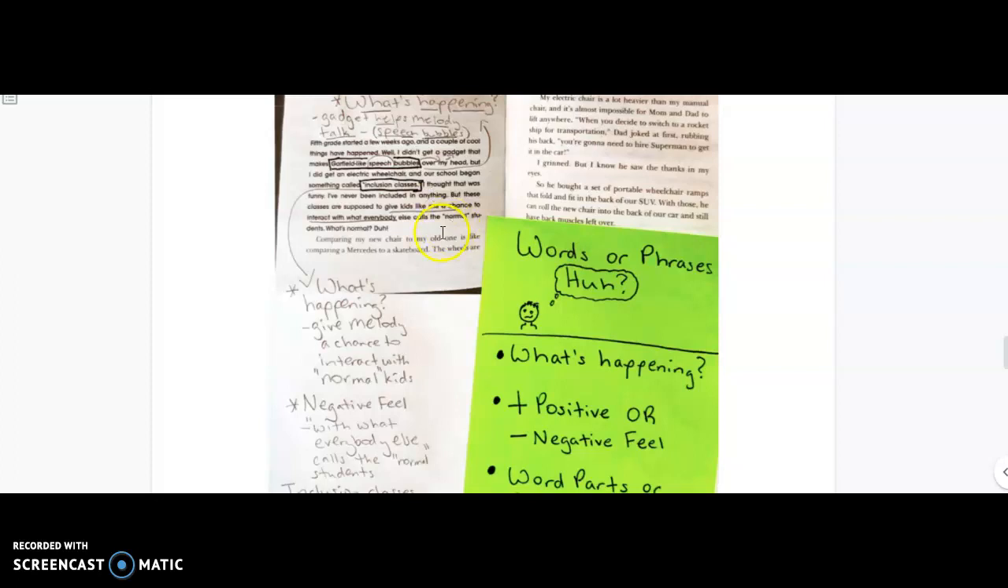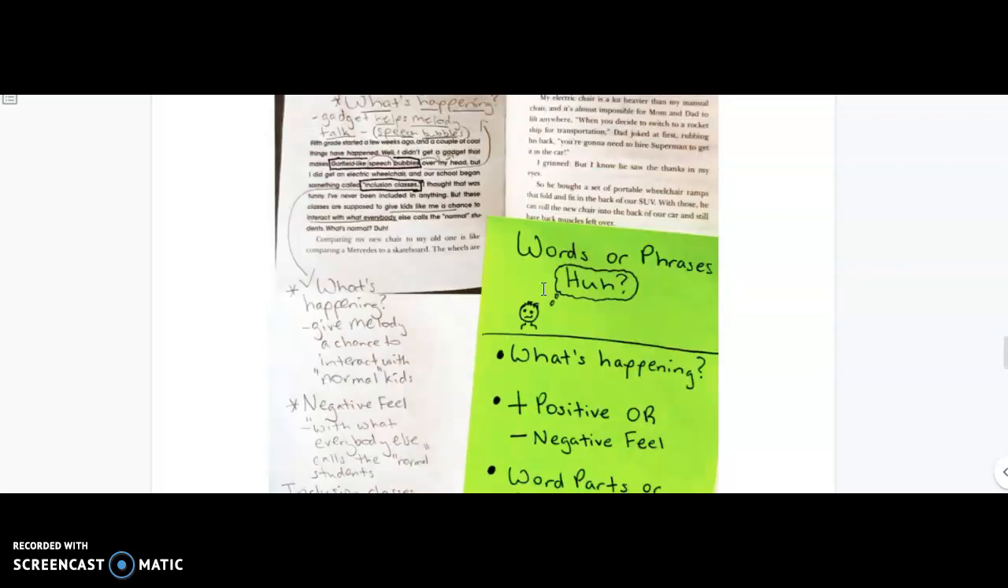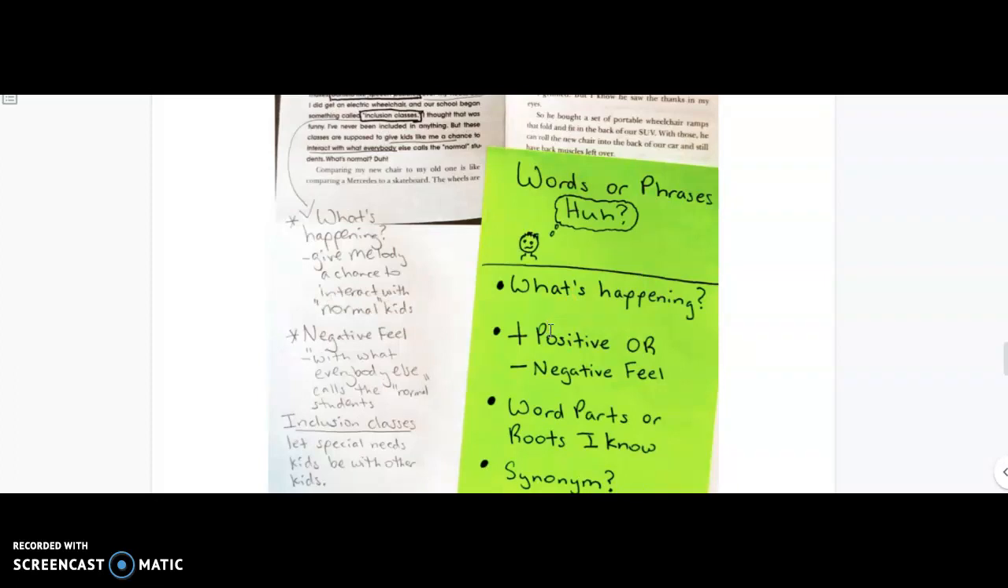Another thing you should ask yourself when you're confused and trying to figure out what's happening is, is this a positive or negative feeling that I'm getting from this? Definitely with Melody, though she is sarcastic, I'm getting a negative feel when she's talking about normal, quote unquote, students. That doesn't help me know the words, it just helps me know the tone and the feeling behind the text and what the author is trying to convey.